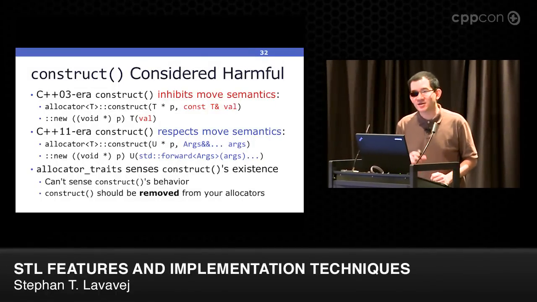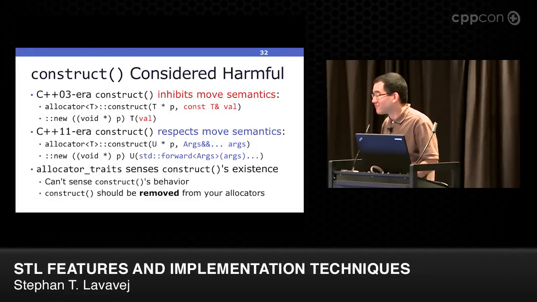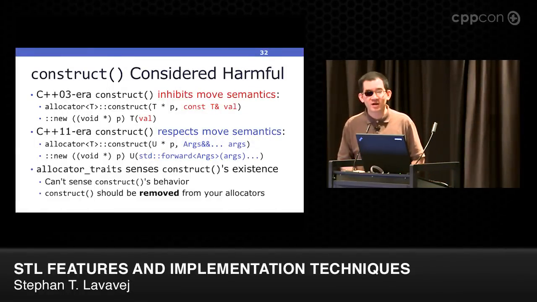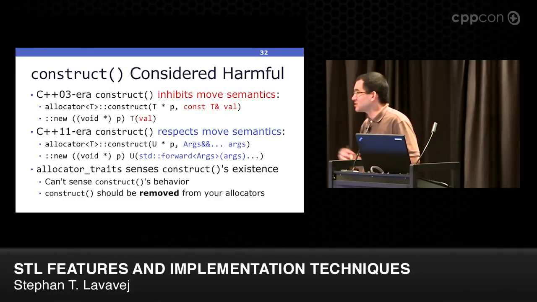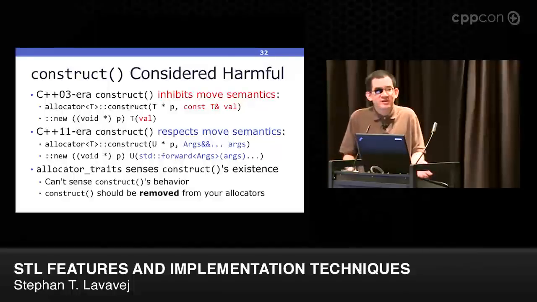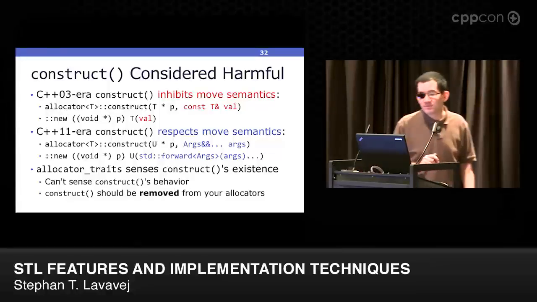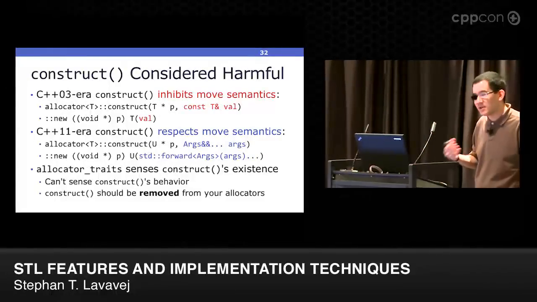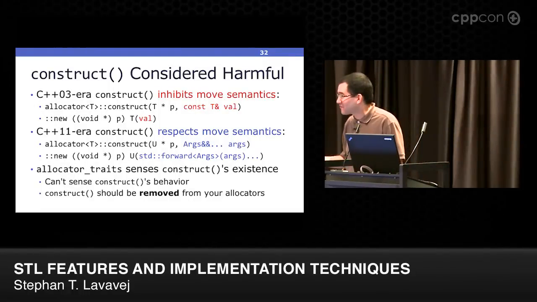So if you provide a C++03 era construct looking like the one that takes const T ref, allocator traits will say, oh, does the allocator have construct? Yes, it does. I'm going to call it. And then even if it's a vector of vectors that's reallocating, now you're going to copy elements. And you weren't interested in construct in the first place. So if you simply remove construct from your user-defined allocator, allocator traits will step in and perfectly forward. And this will actually increase the performance of your code for free.